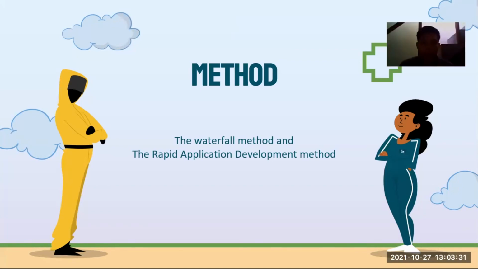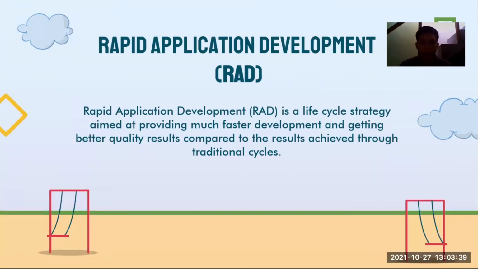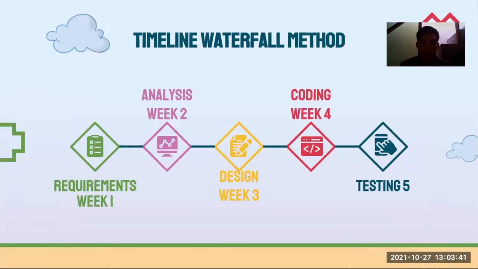Okay, the method we use for the development of this information system is the waterfall method. Let's move to the next agenda. We are now discussing the timeline for the waterfall method. What do you think about that? I'm sorry to interrupt, but you need to explain the timeline to us.